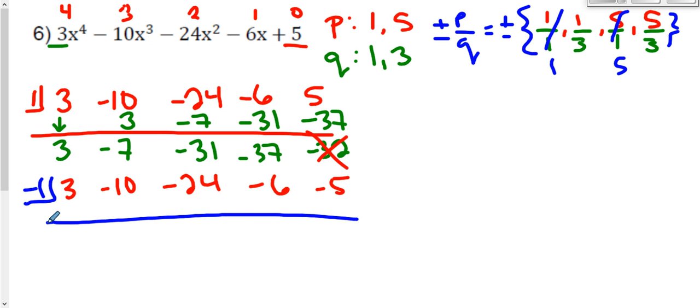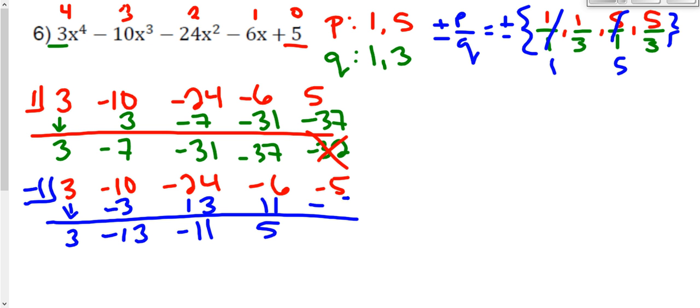This time, let's see what we have. We bring down our 3, multiply it by -1, we get -3. Add up and down, we get negative 13. Times negative 1 is positive 13. When we add up and down this time, we get negative 11. Multiply that by negative 1, we get positive 11. Minus 6, we get positive 5. Times negative 1 is negative 5.